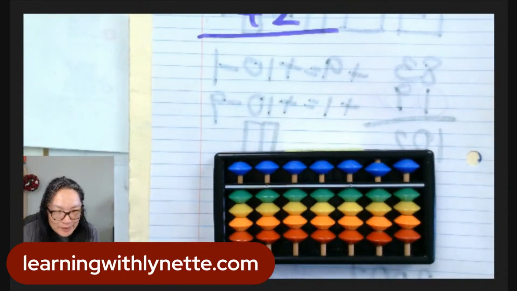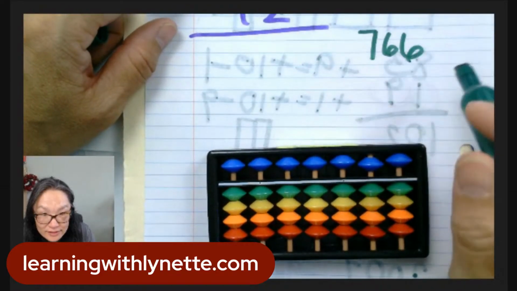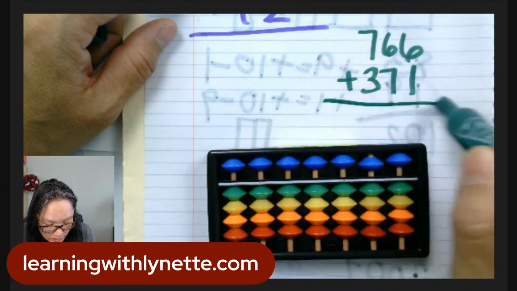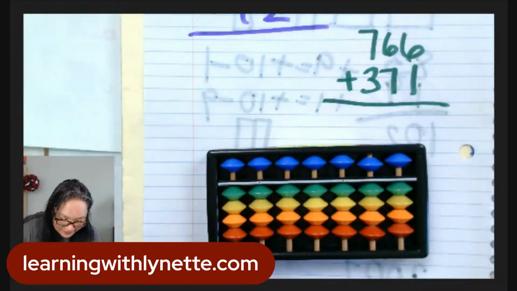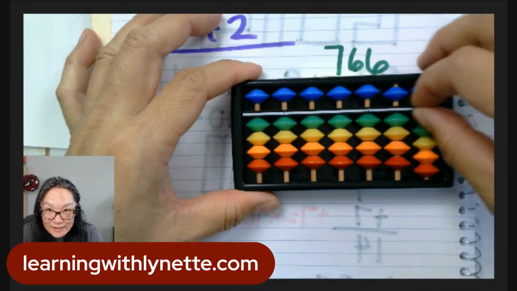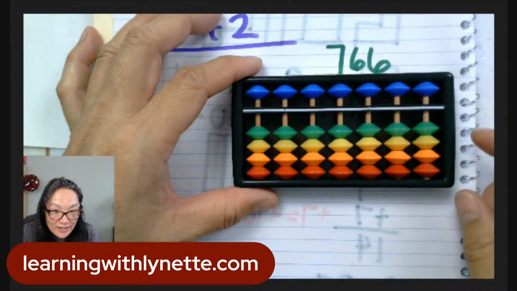Welcome back. It's been a while. Let's do 766 plus 371. Easy! Let's take it slow. Right? I got my TikTok shop in front of me right now.